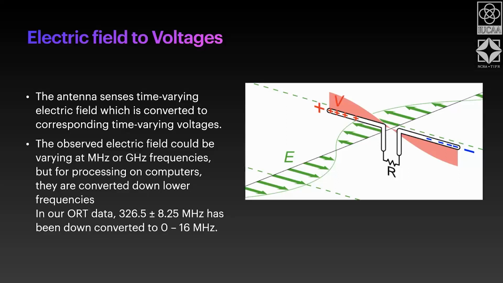Now, in this OT data that we are using, we are observing in a narrow frequency range centered at 326.5 megahertz with a bandwidth of about 16.5 megahertz. And as Desh was mentioning about the reasons for down converting, there are many benefits to down converting these frequencies from these radio frequencies down to the baseband, so that the frequencies present in this voltage variations are limited to 0 to 16 megahertz.